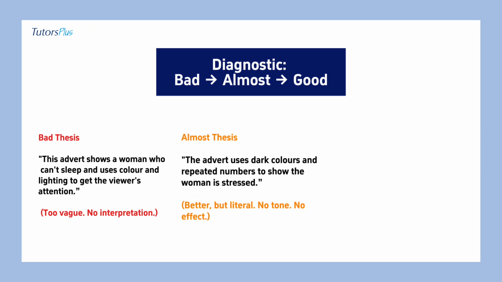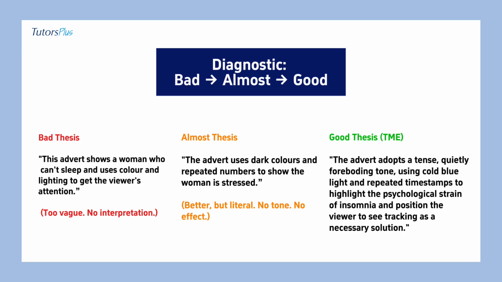We have an almost, adapting that a little bit further. So the advert uses dark colors and repeated numbers to show that the woman is stressed. It's better, but it's still very literal. And it's not talking about tone or effect, which are crucial. Moving into our best version, the advert adopts a tense, quietly foreboding tone, using cold blue light and repeating timestamps to highlight the psychological strain of insomnia, and to position the viewer to see tracking as a necessary solution. We're really flowing through here to our ideas and to what we'll be addressing in our body.